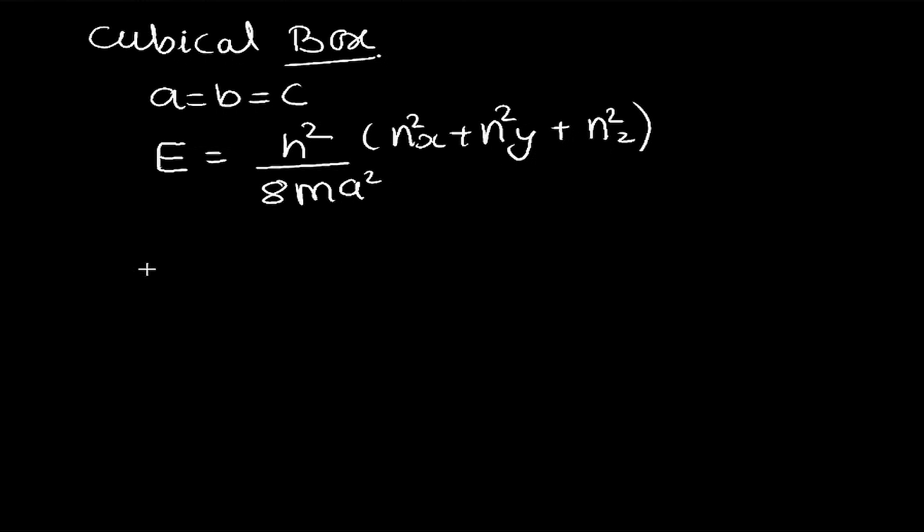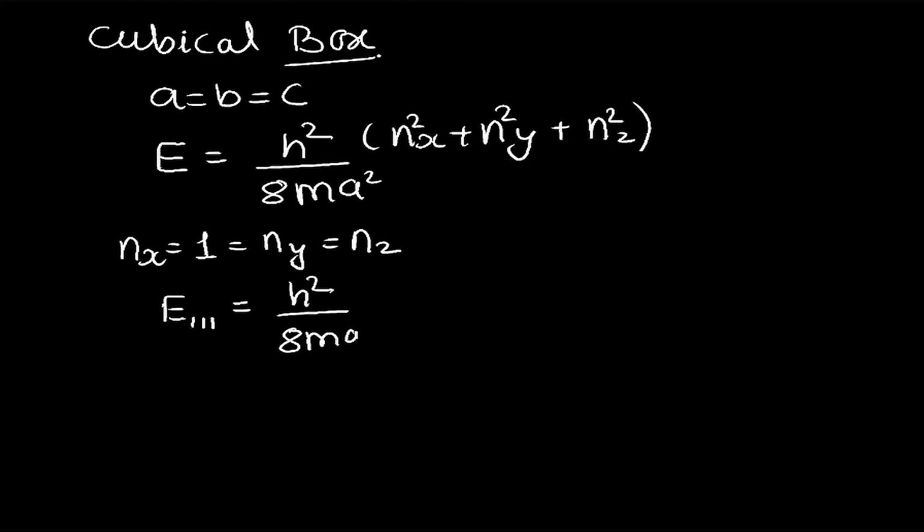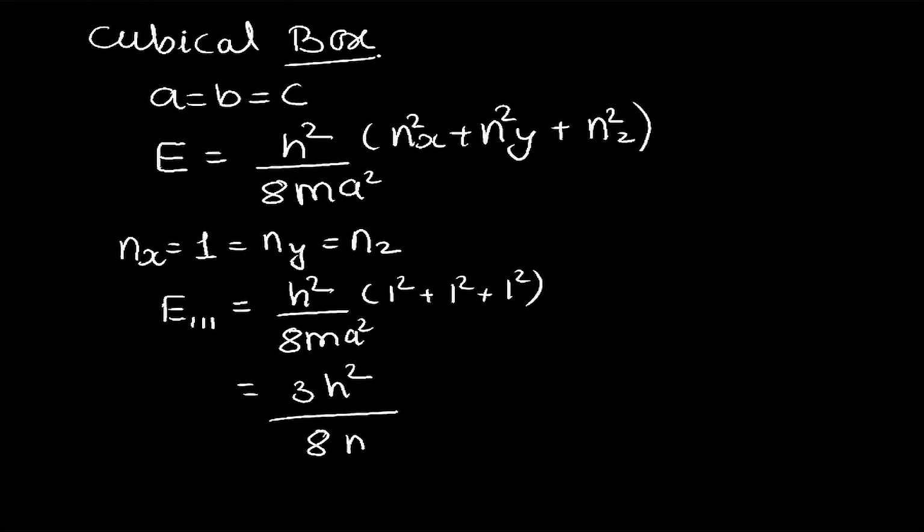And for the value of energy, when the value of nx is equal to 1, that is equal to ny, and that is equal to nz, that is, when all three nx, ny and nz are equal to 1, at that time the energy of the system will be represented as E111, and that will be equal to h square upon 8ma square into 1 square plus 1 square plus 1 square, and that will be 3h square upon 8ma square, and this energy is represented as the ground state energy for the particle in a three-dimensional box.